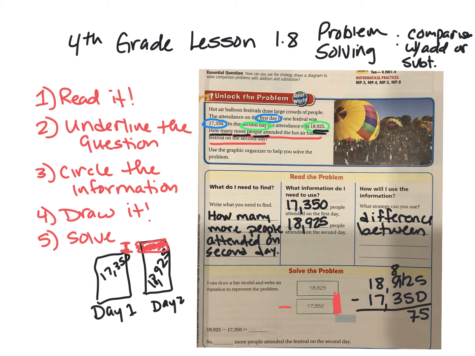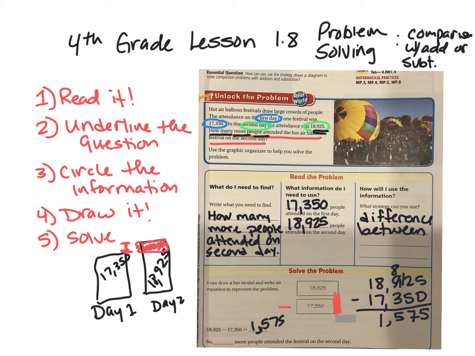8 minus 3 is 5. 8 minus 7 is 1. And 1 minus 1 is nothing, or 0. So there were 1,575 more guests on the second day than there was on the first day. So we would write that in there at the bottom of the page. It's a comma. Okay. And so that's all we do.